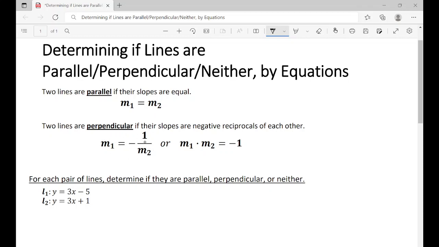Alternatively, if you don't want to do that, which can be a little bit confusing, if you multiply the two slopes together and you get -1, that also shows that they are perpendicular.